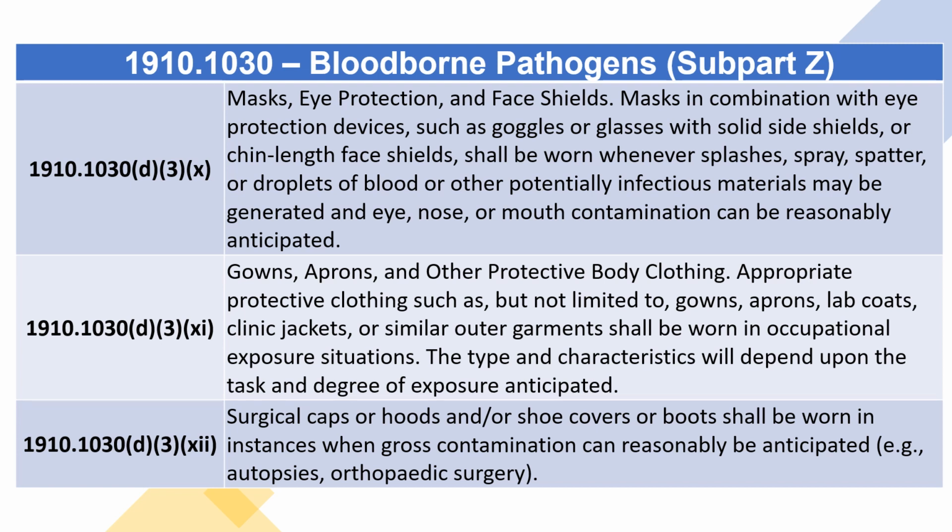Gowns, aprons, and other protective body clothing. Appropriate protective clothing such as, but not limited to, gowns, aprons, lab coats, clinic jackets, or similar outer garments shall be worn in occupational exposure situations. The type and characteristics will depend upon the task and degree of exposure anticipated. Surgical caps or hoods and/or shoe covers or boots shall be worn in instances when gross contamination can reasonably be anticipated, e.g., autopsies, orthopedic surgery.